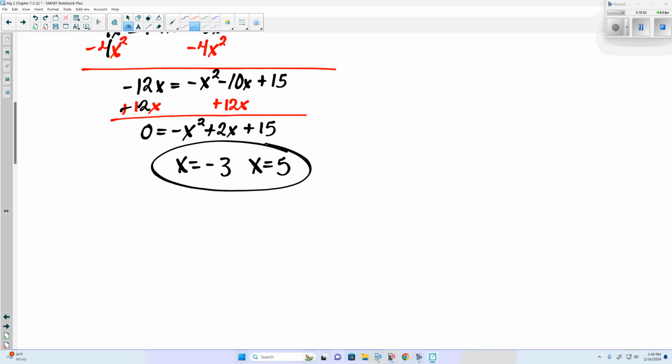Well, one of these is a restriction. x equals negative 3 is one of our restrictions. So the only solution we actually have for this is x equals 5.